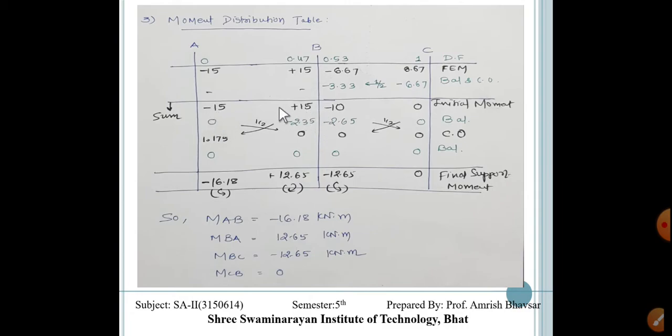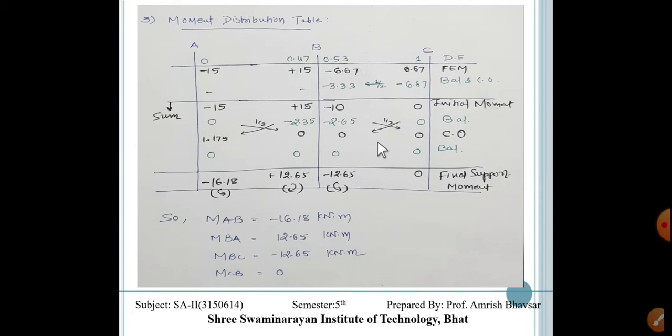But for these two, we take the difference between them. It is plus 5, and we are going to balance that plus 5, so we must take minus 5. So our frame is balanced. That minus 5 must be multiplied by 0.47, so we get minus 2.35, and again minus 5 multiplied by 0.53 gives minus 2.65. Here 0 multiplied by 1 is 0.